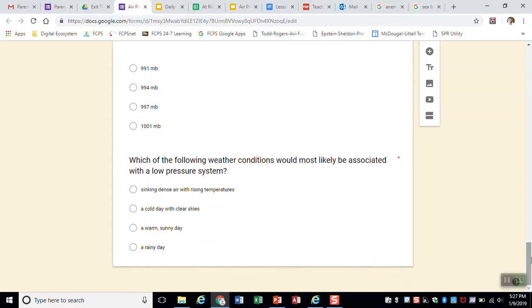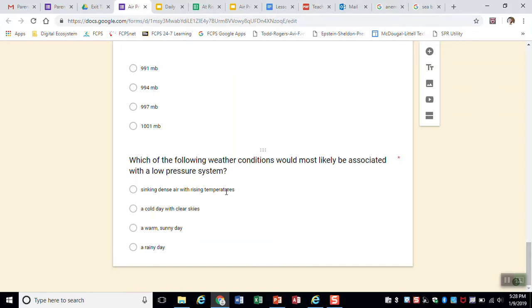And then finally, the last question says, which of the following weather conditions would most likely be associated with a low pressure system? Today in class, we learned that low pressure is lousy weather, and high pressure is happy weather, like clear skies and sunny. So when we look at the answer choices, sinking dense air with rising temperatures, no, because low pressure is lousy weather. Clouds are formed from rising air.